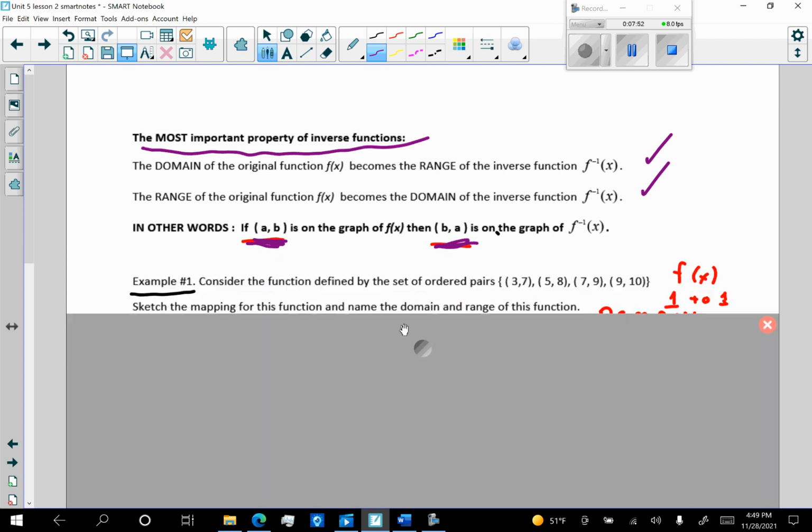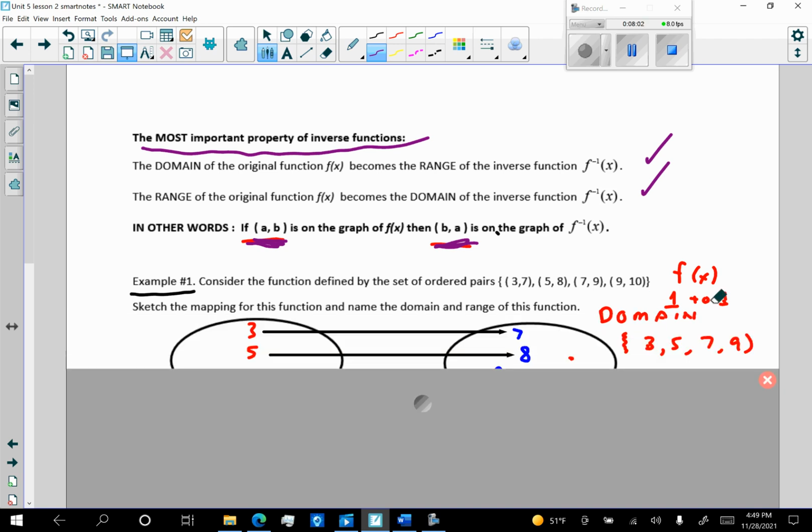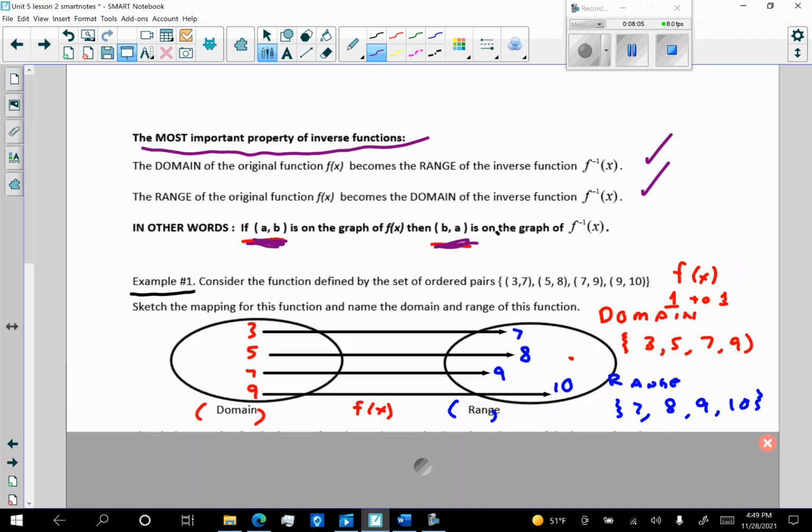So let's do an example right here. Example number 1. Consider the function defined by the set of ordered pairs (3, 7), (5, 8), (7, 9), and (9, 10). f of x is a one-to-one function, and I'm going to create the mapping for f of x. Here's the domain, 3, 5, 7, 9. These are the x values, and we know the domain are the x values. And what does 3 map to? 3 maps to 7. 5 maps to 8. 7 maps to 9. And 9 maps to 10.